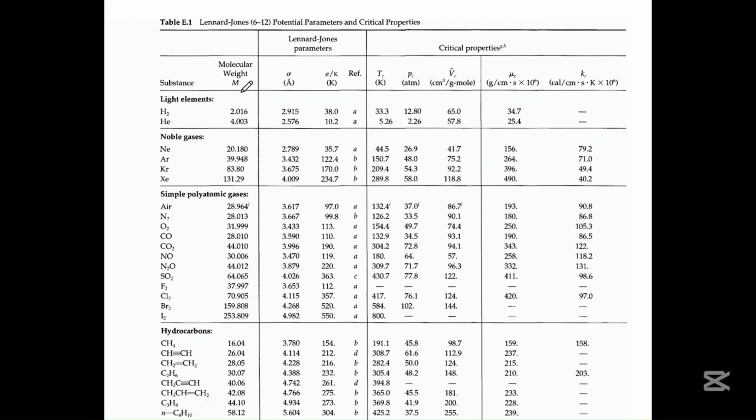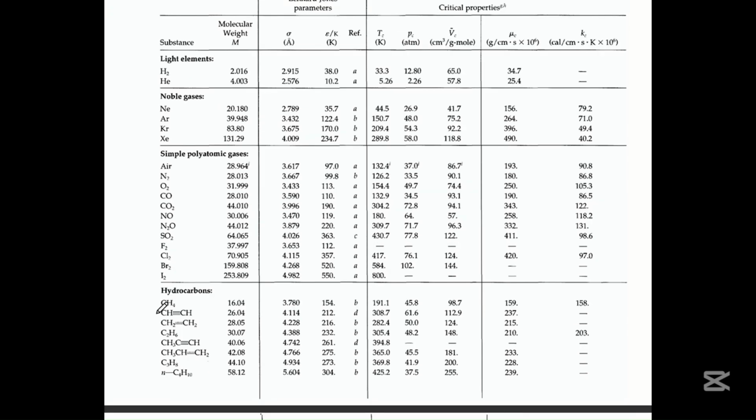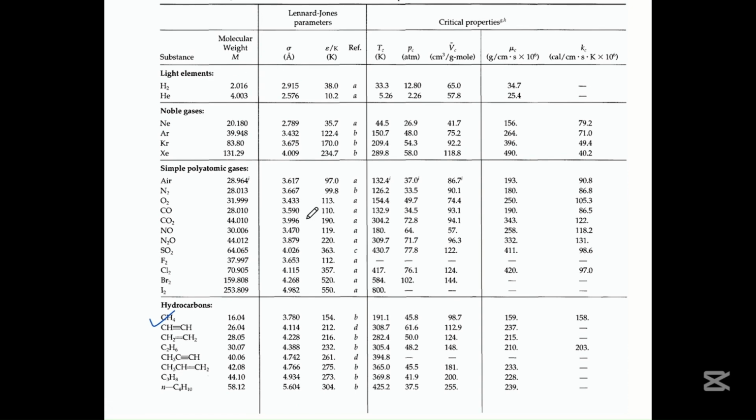So we will search for which compound we are working with. In this problem we have CH4, so we will extract the data from this table. The molecular weight of CH4 is 16.04, and for the Lennard-Jones parameters, the sigma value is 3.78 and the epsilon by K value is 154.